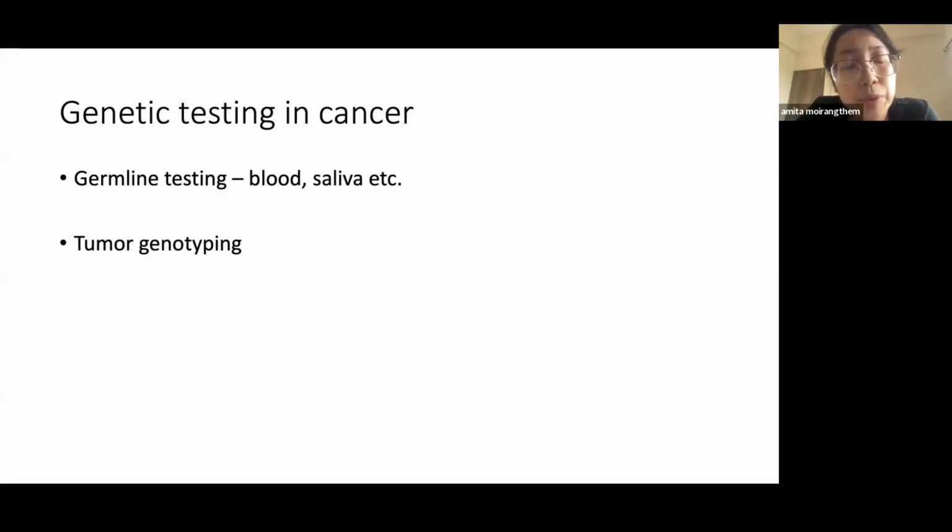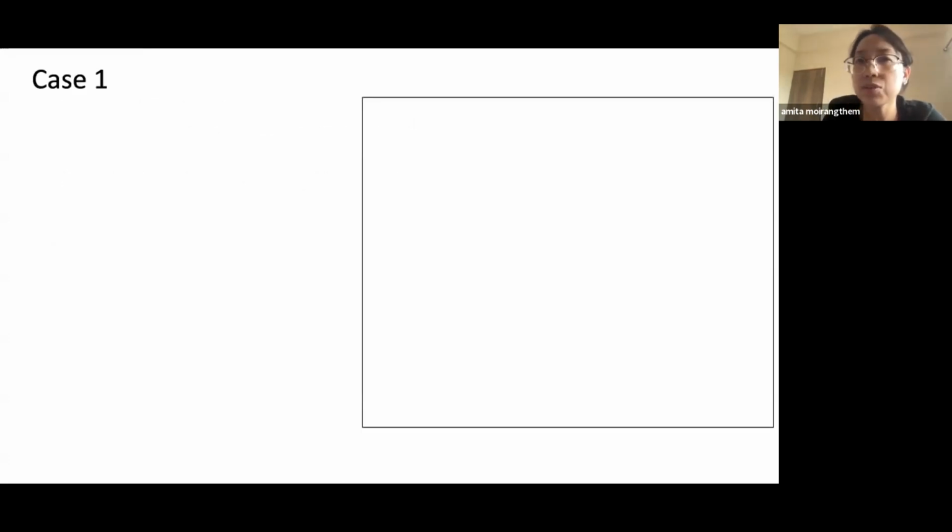The samples which we collect mostly for germline testing are blood, since we presume that the mutation is present in all the cells of the body, and blood and saliva are some of the samples which are easily available. And another is tumor genotyping. So I'll be talking mostly on germline testing in cancer and demonstrating some of the cases that we have faced in our clinics. So we have here the first case.